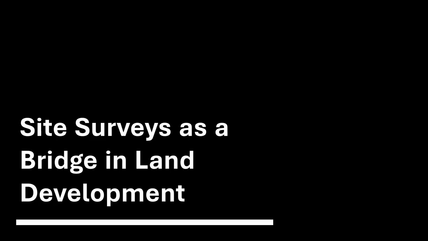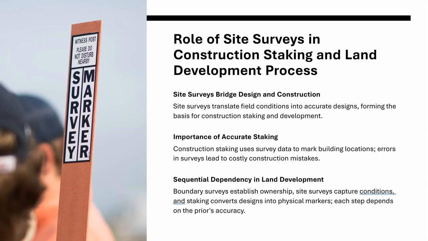Now, it is also important to understand that site surveys often serve as a bridge to construction staking and land development. Once the site survey has been drafted and engineers have prepared designs, the next step is often to take those designs back into the field. Construction staking uses the design drawings to physically mark where buildings, roads, and utilities will be built. If the site survey was wrong, the staking will be wrong, and the construction will follow. This link reminds us that accuracy in site surveys is not just about drafting a clean drawing. It is about enabling the next phase of real-world work.